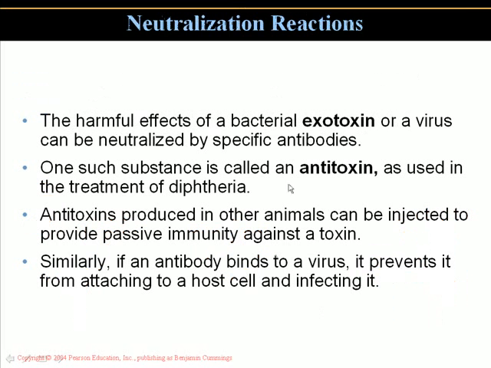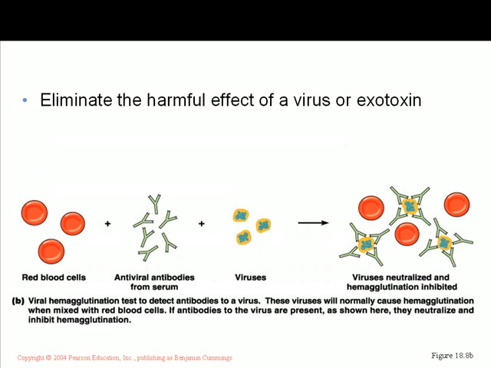The harmful effect of bacterial exotoxins or a virus can be neutralized by specific antibodies. One such substance is called an antitoxin. This is used in the treatment of diphtheria. Antitoxins produced by other animals can also be injected to provide passive immunity against toxins. Similarly, if an antibody binds a virus, it prevents it from attaching to a host cell and infecting it.